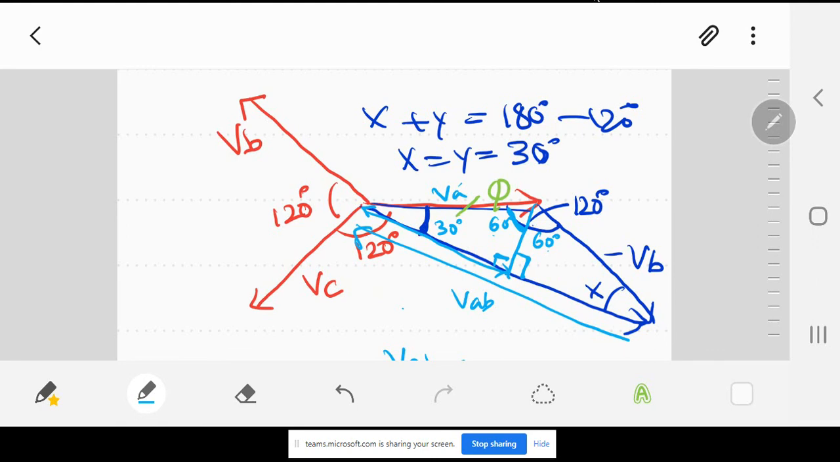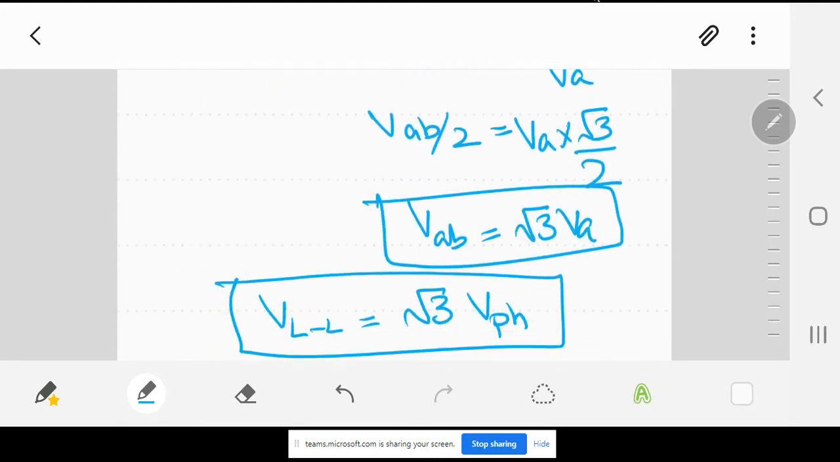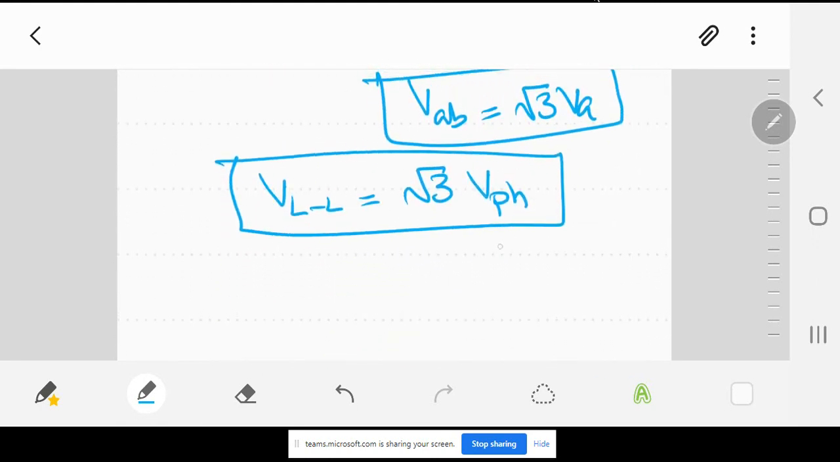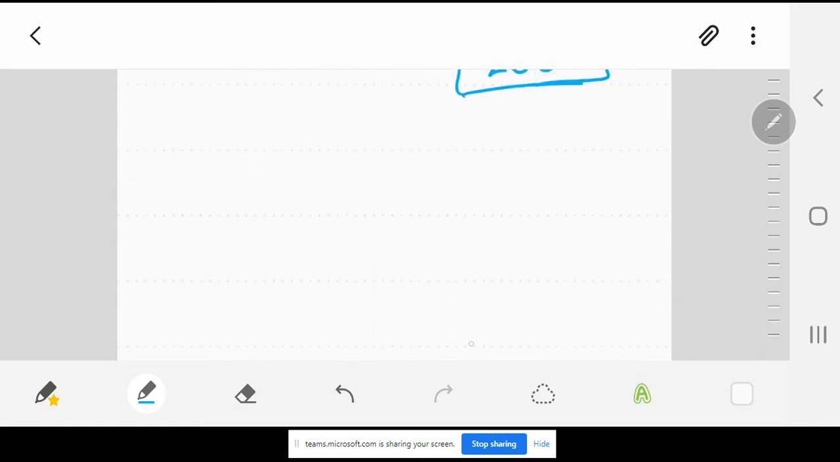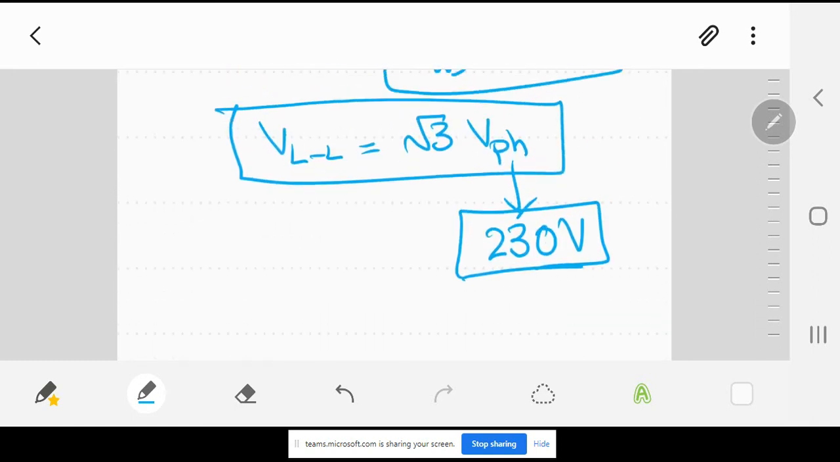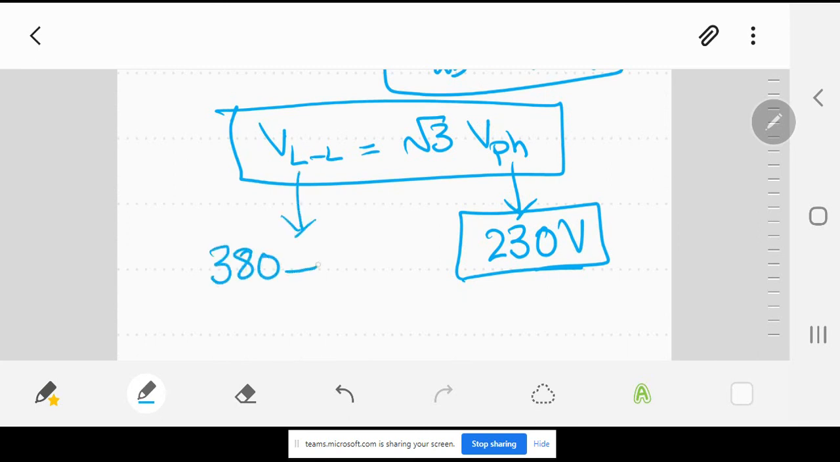Now one thing, since I am talking about the phase voltage and the line to line voltage, WAPDA gives us a phase voltage in our houses that is 230 volts. Okay, now if you multiply this under root 3 by 230, or sometimes it is 240 also, then the line to line voltage actually comes out to be 380 to 400 volts. Now I am giving a range because there is going to be some voltage drop.